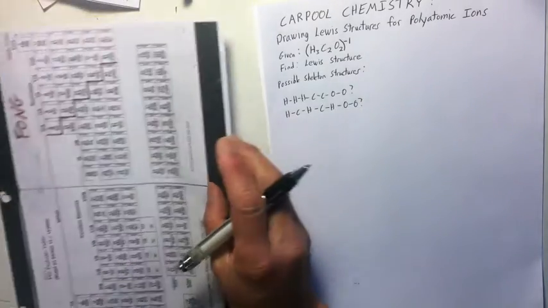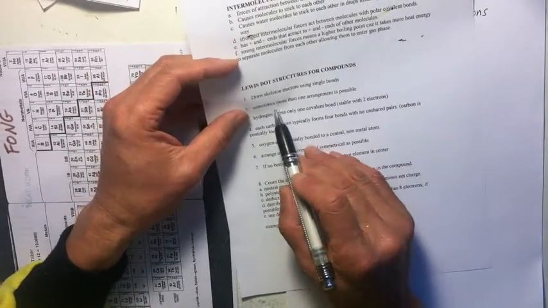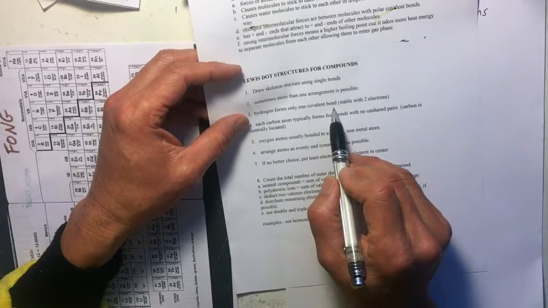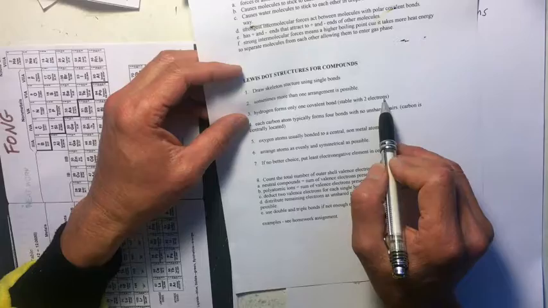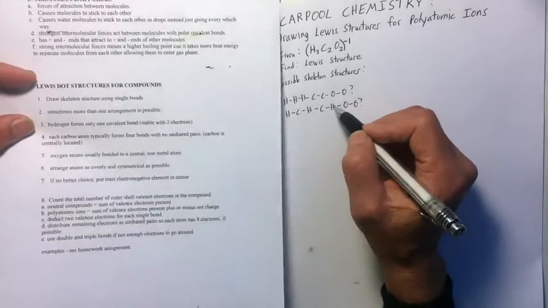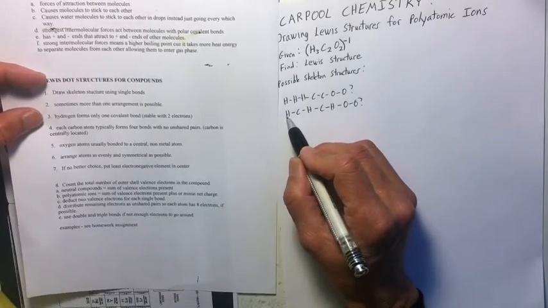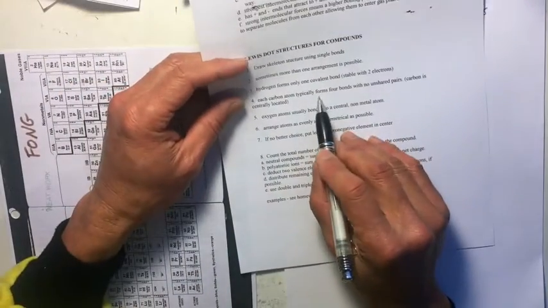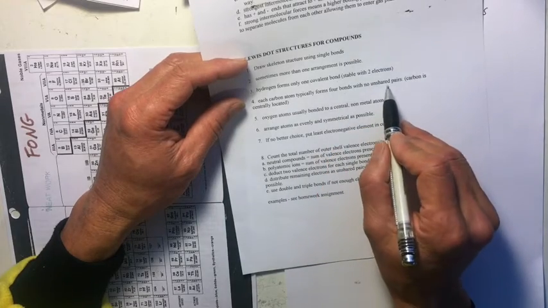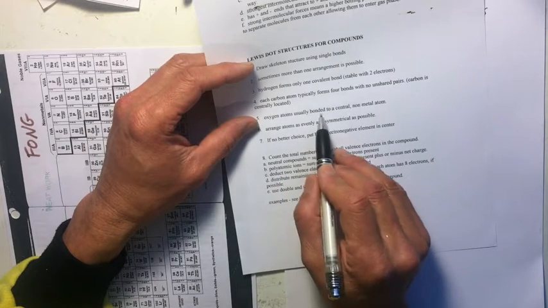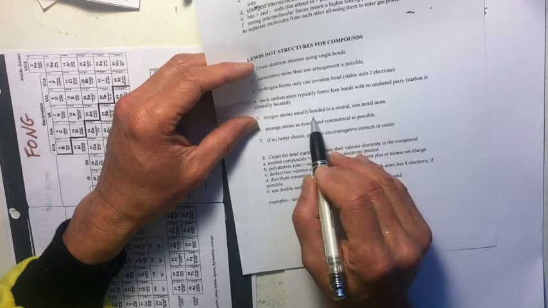However, if you take a look at some of the guidelines that we talked about, we see that, once again, sometimes more than one arrangement is possible. Hydrogen wants to form only one covalent bond. It's stable with 2 electrons. So hydrogen does not want to be inside the middle because then it would have 2 covalent bonds. It wants to be at one of the ends. Carbon typically wants to form 4 bonds with no unshared pairs. It wants to be in the middle. And oxygen wants to bond to an atom that is in the middle. It wants to bond to a central nonmetal atom.